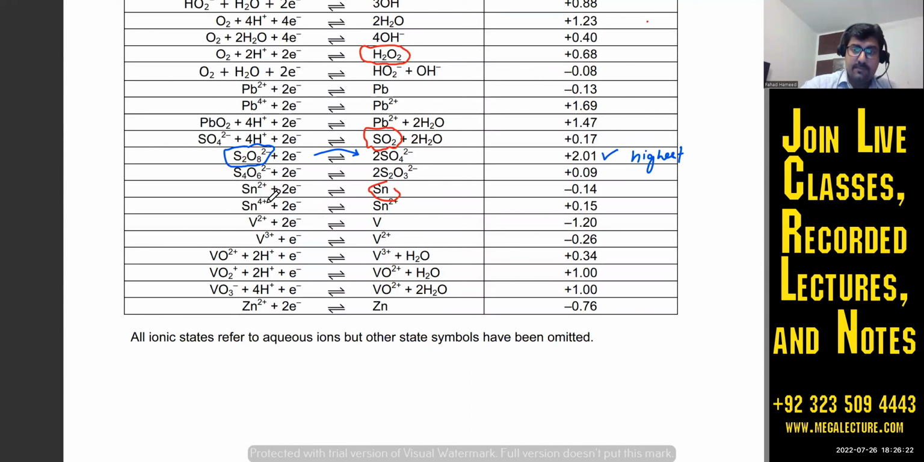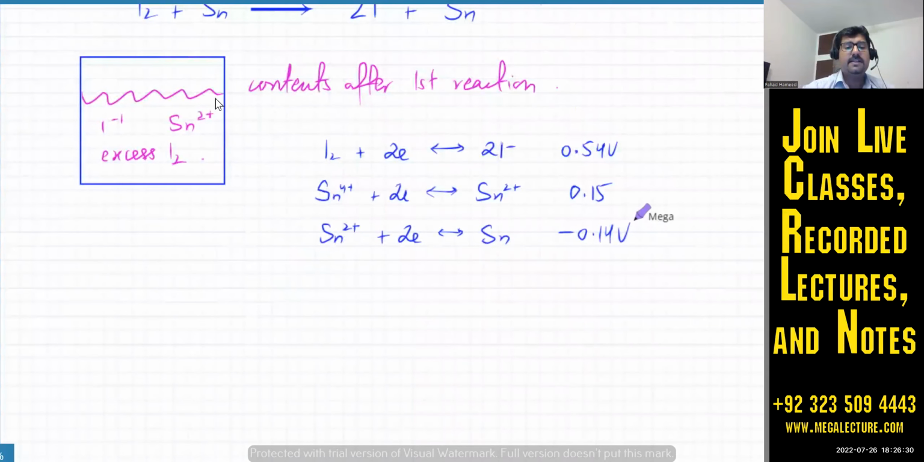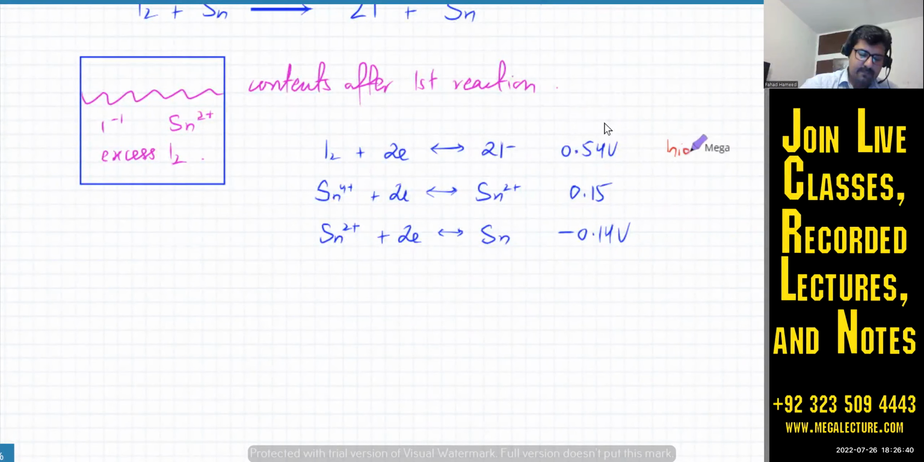And this one is minus 0.14. So now there's a chain reaction. There's another reaction that's going to happen after the first reaction has happened. So which has the higher potential in all of these? The higher is the first one. So that's the one that's going to gain electrons, right?